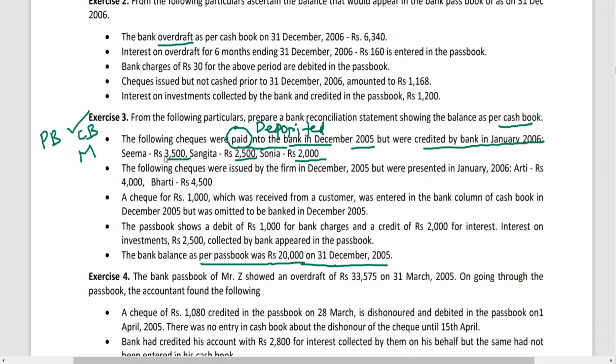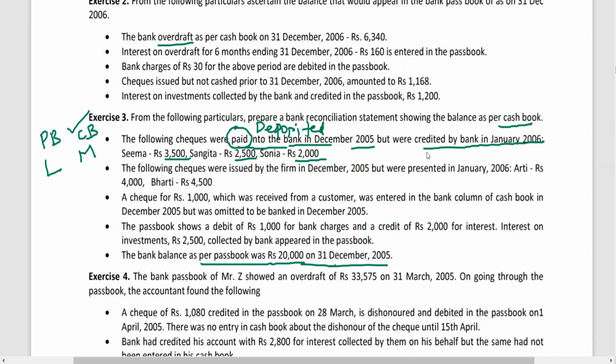I have given this a couple of days back, second class. If the deposit entry is there in the passbook, passbook balance will be more. If the deposit entry is not there in passbook, passbook is less. Since the deposit entry is there in the cash book, cash book is more. Try to understand. But here the deposit entry is there in which book? Cash book. So therefore cash book is more.